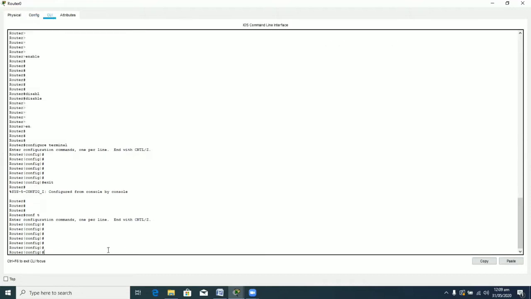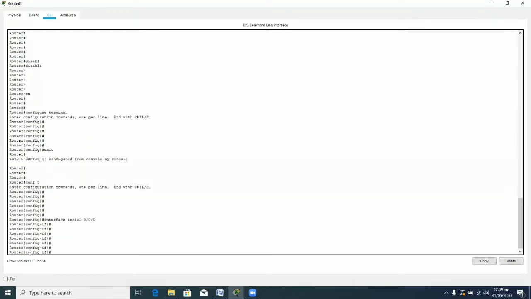So I will have to move into my serial 0/0/0 interface sub configuration mode. I am writing a command over here: interface serial 0/0/0. So this is now config-if. Basically this is now your sub interface mode, or it is basically a specific configuration mode. Whatever you do in this mode will be applicable to only the interface serial 0/0/0.